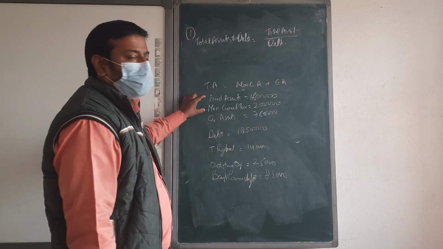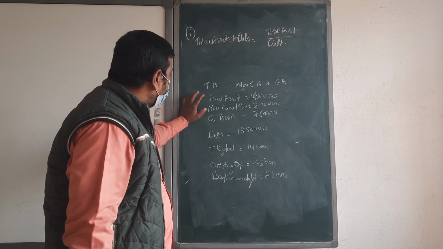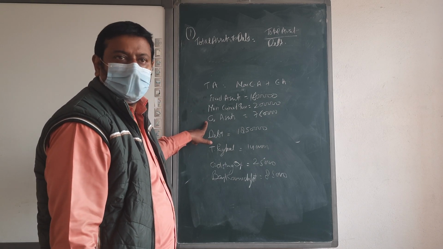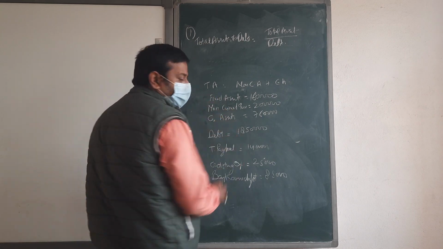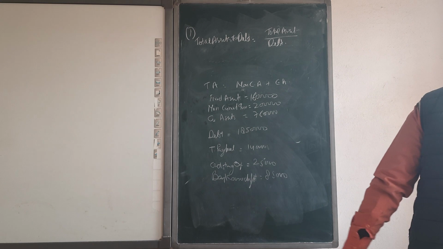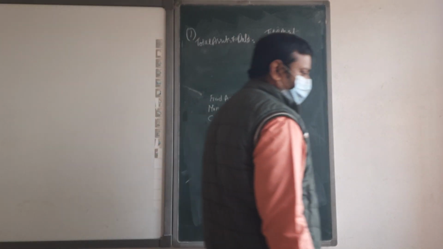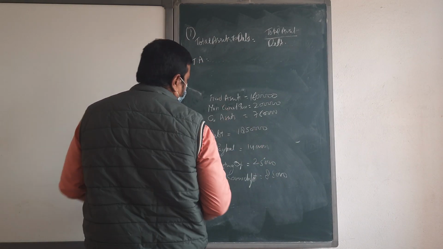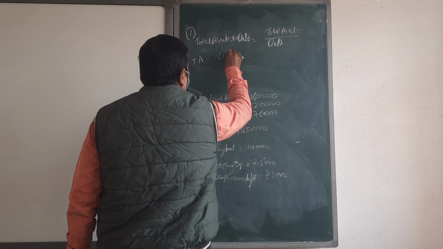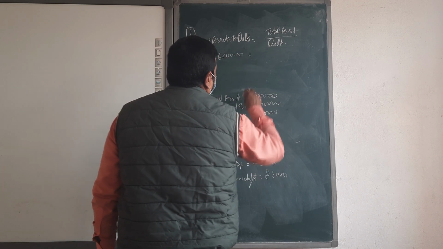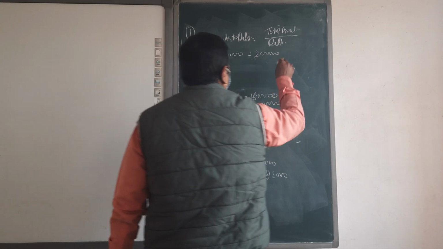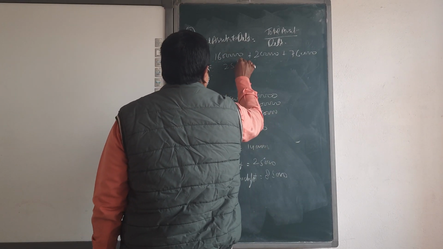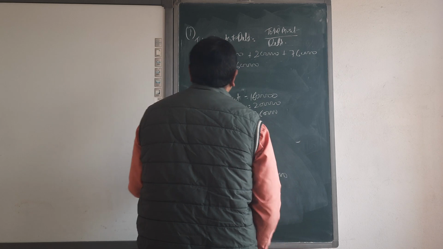We have to divide what? Total assets. Total assets: fixed assets, non-current and current. Finished? Okay, so write down here. Total assets is equal to 16 lakh plus 2 lakh plus 7 lakh 60,000. Total amount is 25 lakh 60,000. Finished? Then debt.